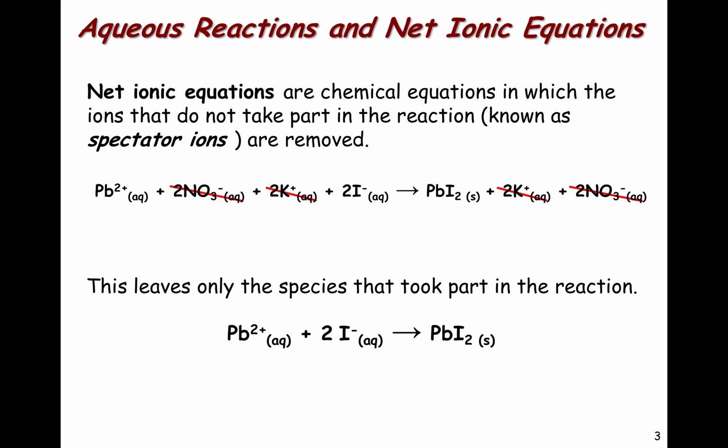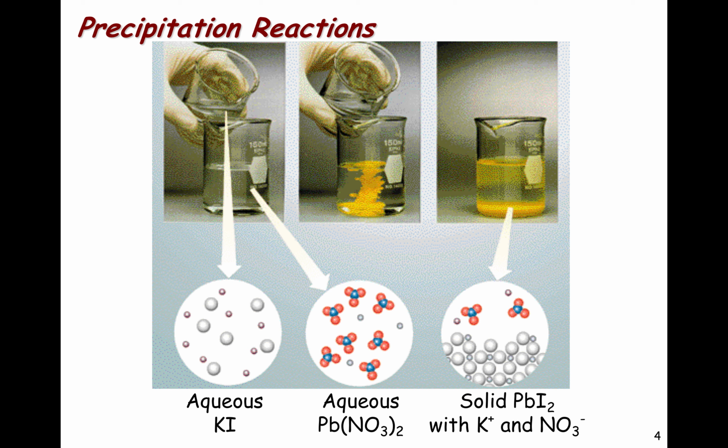So, ultimately, by removing those and writing the reaction again, we come up with the overall net ionic reaction. This slide gives us a sense of what we would actually observe if we went into the laboratory and did this experiment.